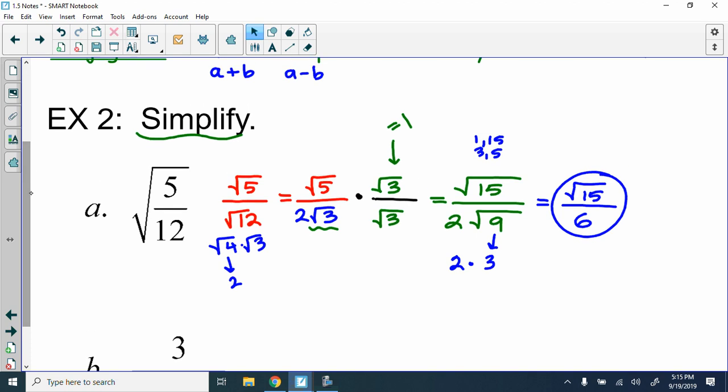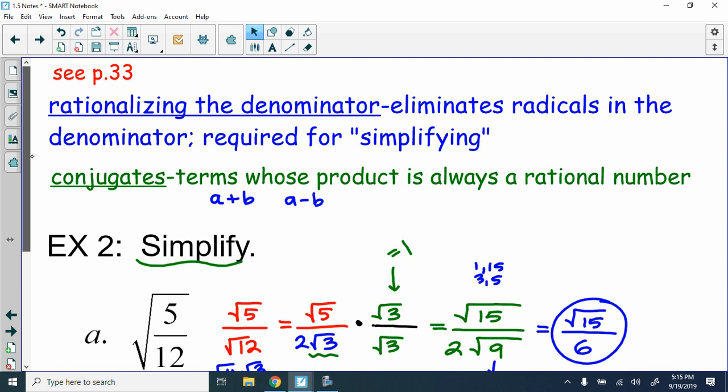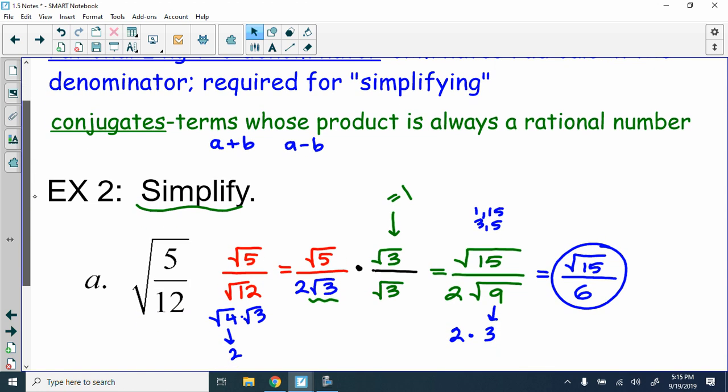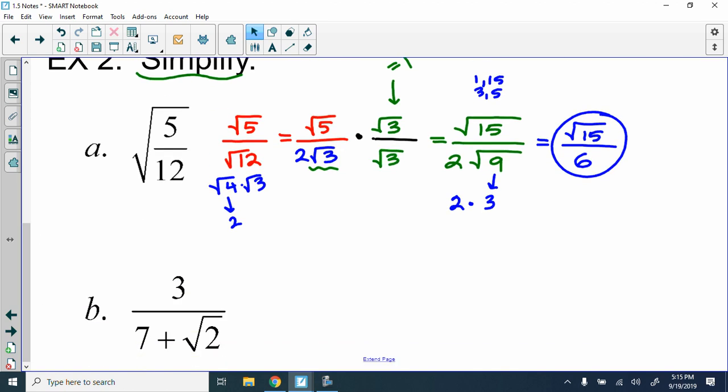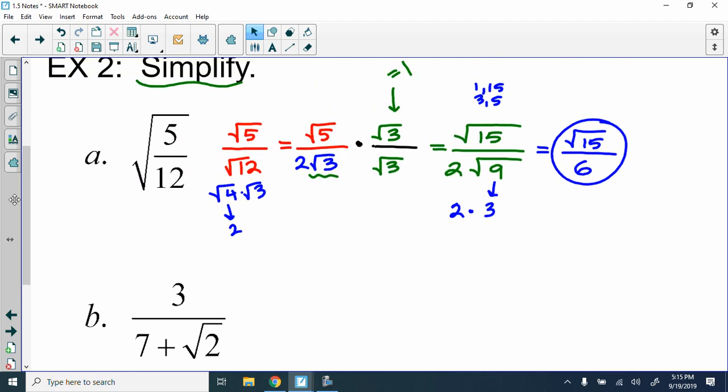So remember what we're doing is we are working to simplify these expressions. So we were working with the square root of 5 over 12, or the square root of 5/12. Remember that in order to simplify these, we need to rationalize the denominator. So we have to eliminate the radicals. So the second one that we have is a little different. It's 3 divided by 7 plus the square root of 2. Now, the reason this one is different than the one before is because the one before just had one term in the denominator. You'll notice that it has just the square root of 12.